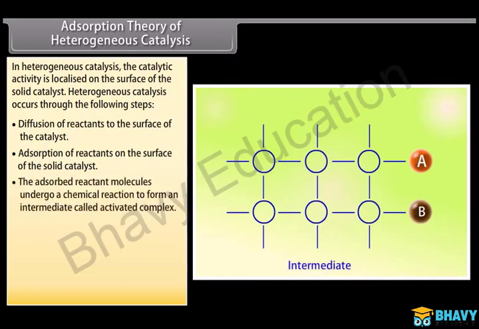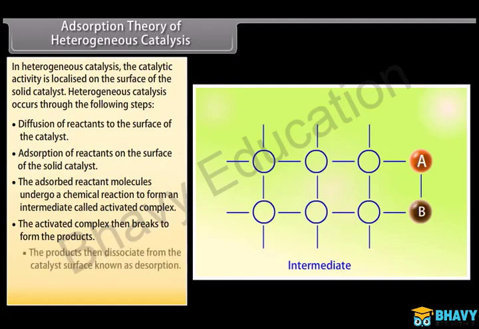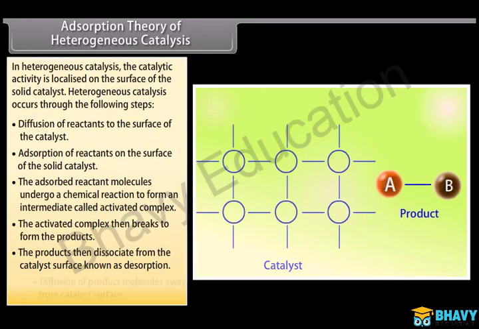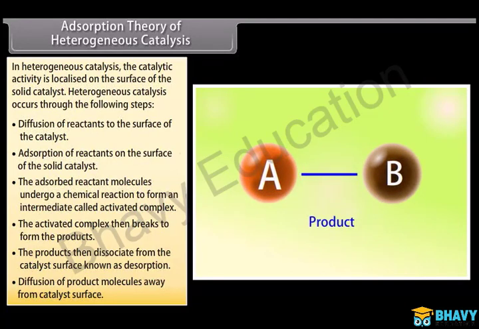The adsorbed reactant molecules undergo a chemical reaction to form an intermediate called activated complex. The activated complex then breaks to form the products. The products then dissociate from the catalyst surface, known as desorption. Finally, diffusion of product molecules away from the catalyst surface.